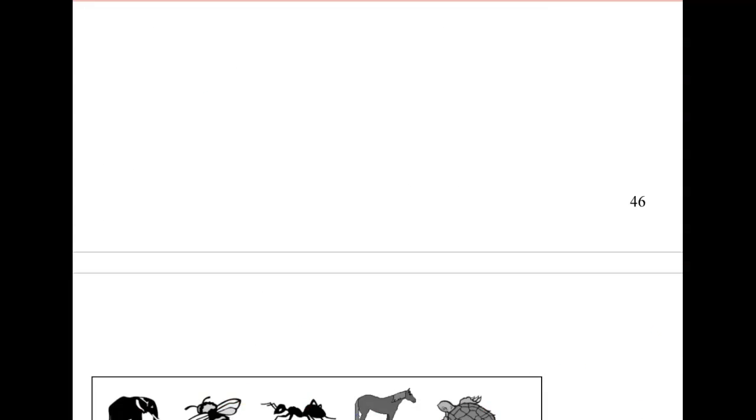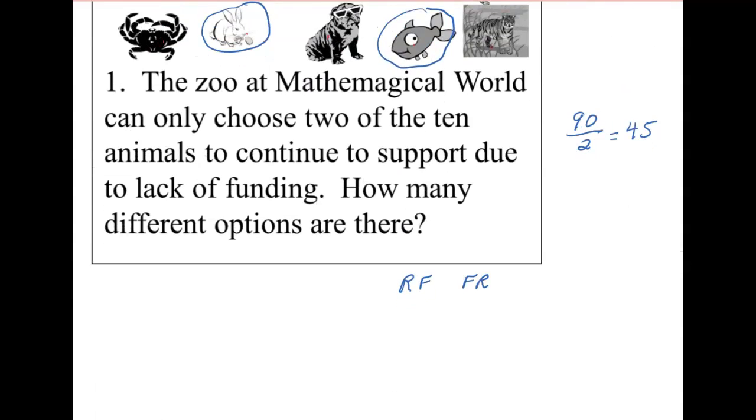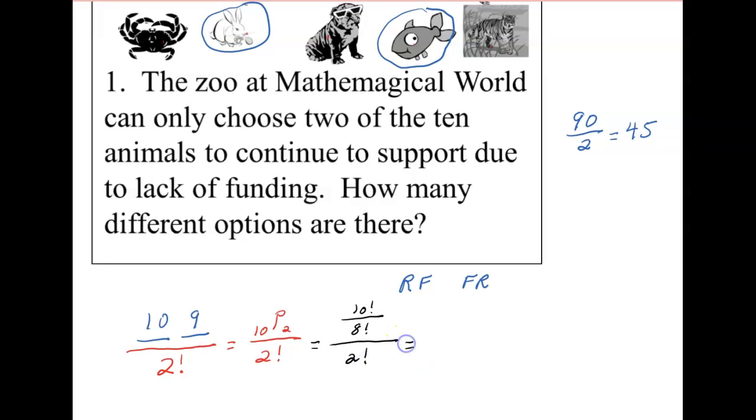If I go back up to the first problem and I were to use the dash method, it's 10 times 9, but I need to divide by 2. Technically, it's 2 factorial. You may realize this is 10 permute 2 over 2 factorial. If we were to use the definition, that's 10 factorial over 8 factorial divided by 2 factorial. And if you invert and multiply, you get the following.